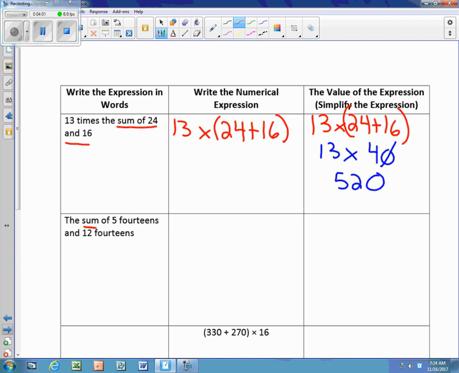Here, we're finding the sum of something, so we're going to put that addition symbol in there. 5 14s. That tells me multiplication. So we're doing 5 14s, and then we're doing 12 14s on the other side. So now we're going to solve this over here. We're going to simplify it because there is no equal sign.